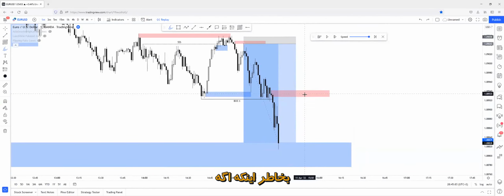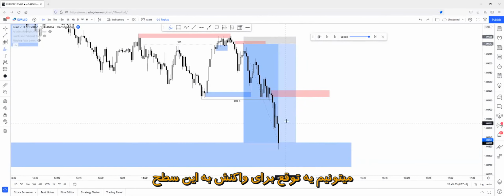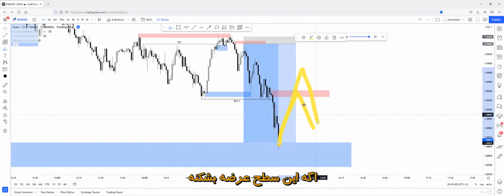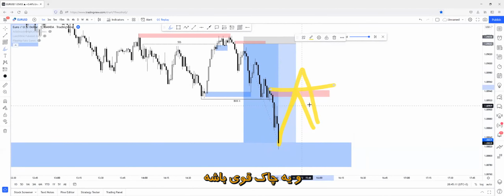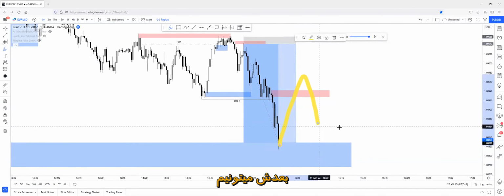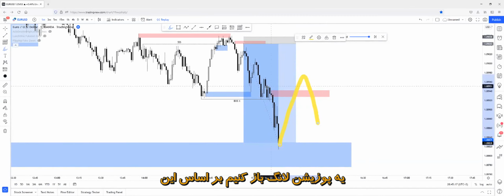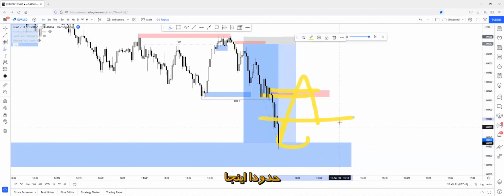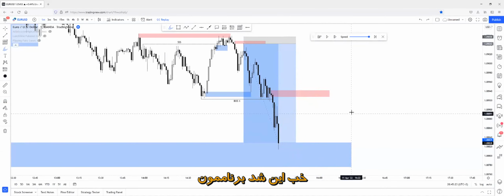Because this supply zone is up here, we'll be able to expect a reaction on it. And if the break of this supply zone happens, there will be a strong change of character. And if the strong change of character happens, then we'll be able to open a long position based on the strong character changing demand zone somewhere around here. Okay, so that's the plan.